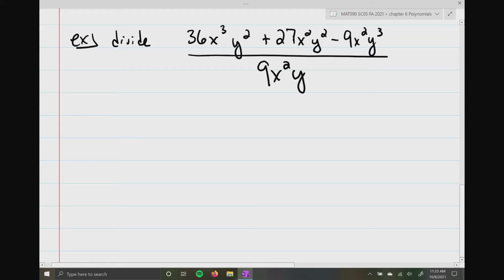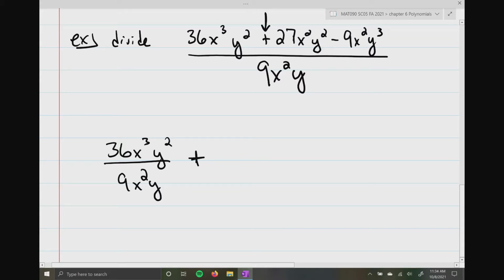So I'm going to write 36x to the third, y to the second, over 9x squared y. Now, if you look in between the 36x cubed y to the second and the 27x to the second y to the second, in between those two terms, there's a plus sign. So put a plus sign, okay?